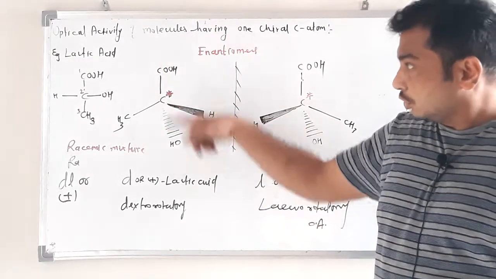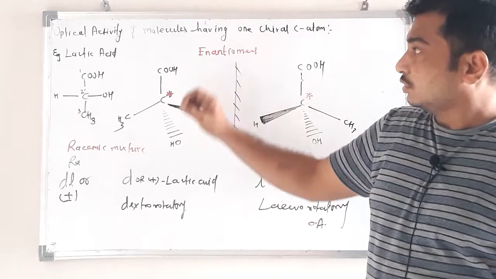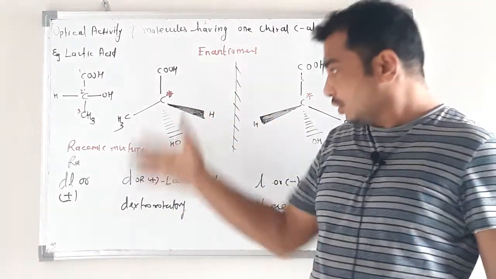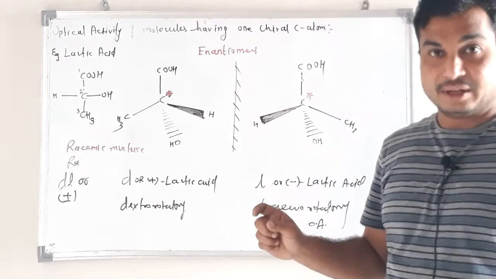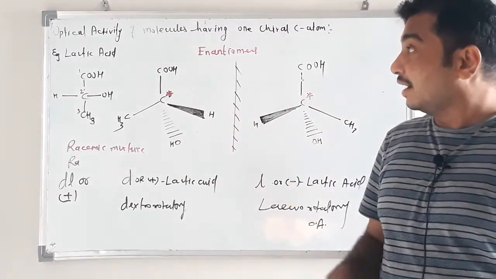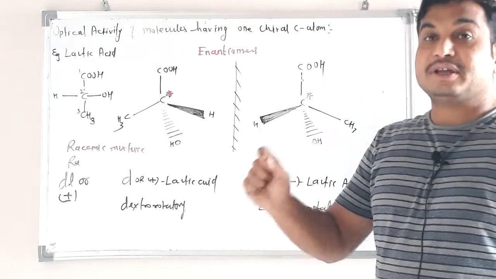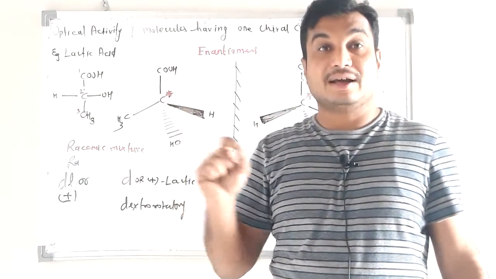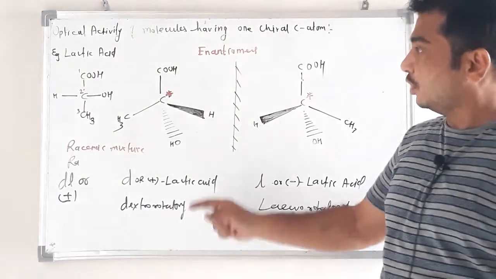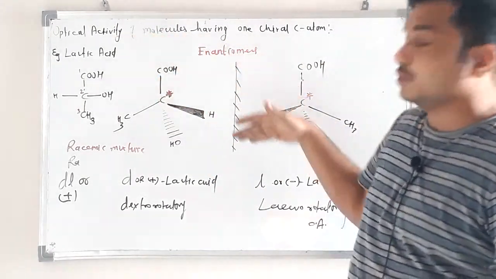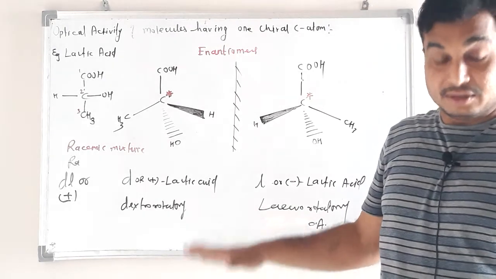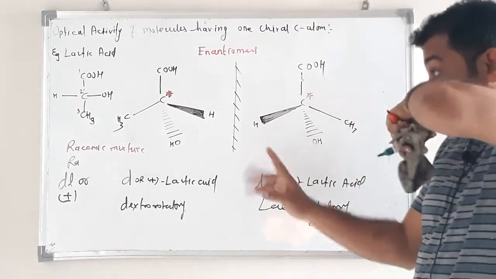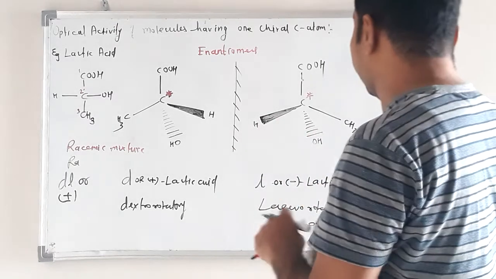Now, suppose a question like "explain the optical activity of lactic acid" is asked, then you have to draw all these things and explain very well, point-wise. And again, if the question asks to explain the optical activity of a compound having a single chiral carbon atom, then you have to take this example and explain in a similar way. Okay, clear? And what is the relation? They are enantiomers of each other.